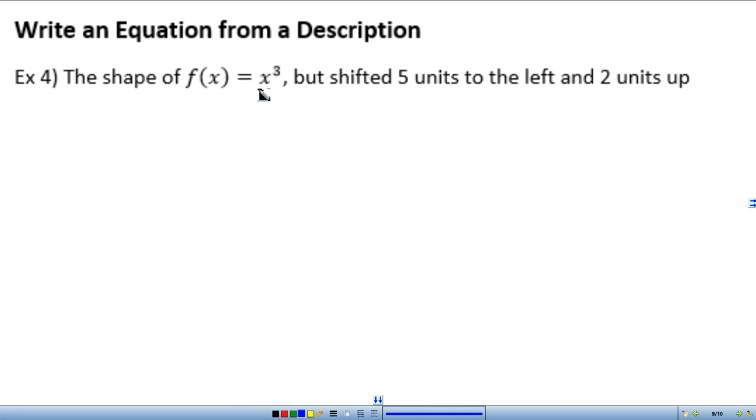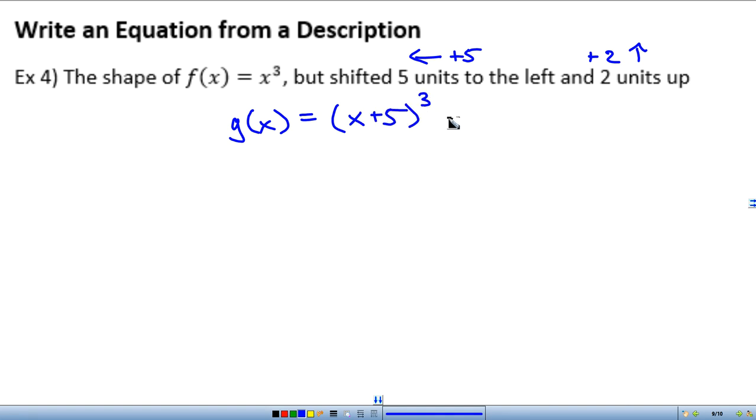The shape of f of x is equal to x cubed, but shifted 5 units to the left and 2 units up. So I'll call this one g of x, is equal to, so 5 units to the left and 2 units up. That's plus 2. And to the left is plus 5 in the x direction. So what I've got is x plus 5 quantity cubed plus 2.